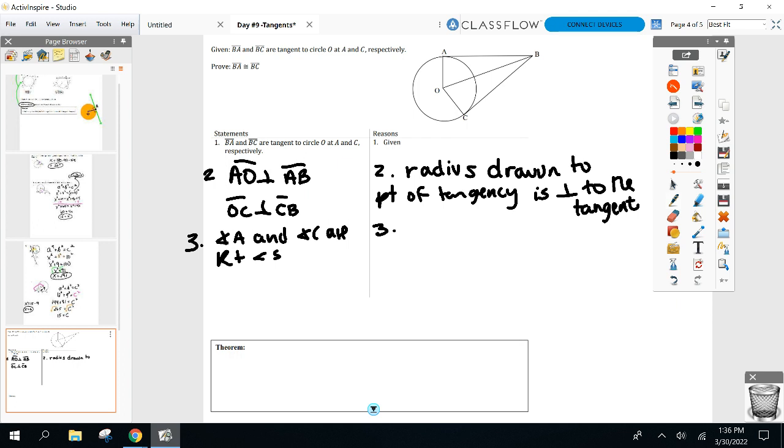Go ahead. Lauren? Sure, go ahead. Perpendicular lines form right angles. Good. And probably majority of the class has no idea what's going on.